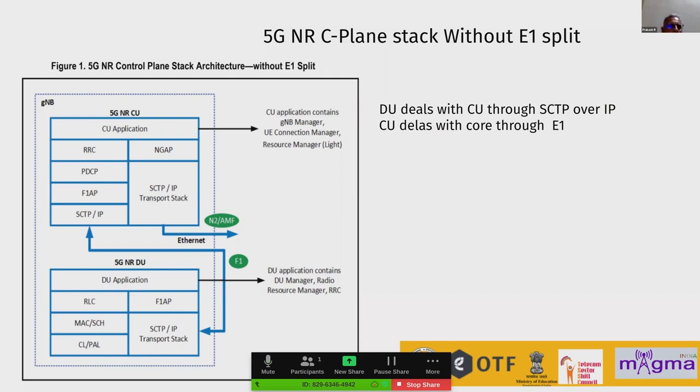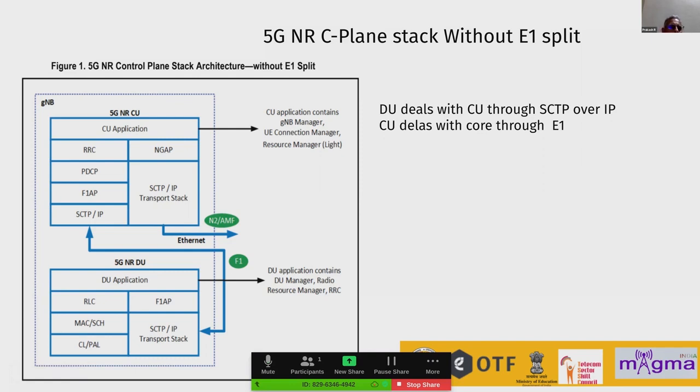If you look at the stack here, in the gNB you can see there is a central unit, and the central unit application has a stack with the radio resource control, the packet data convergence protocol, the F1AP, and then you have SCTP, the stream control transmission protocol over IP. So usually SCTP is able to connect the DU, the distributed unit, which is across various cells, macro cells, I can say.